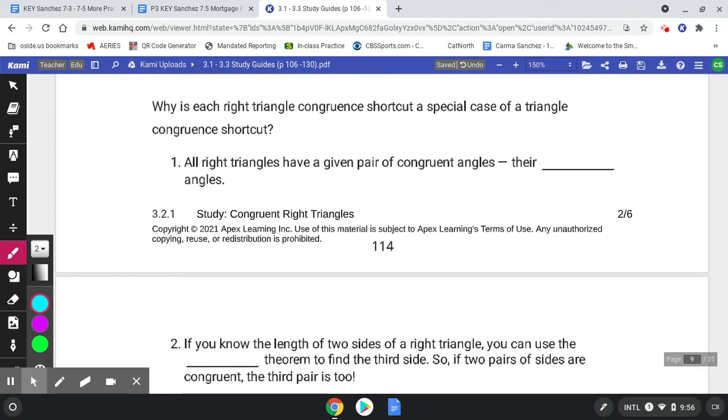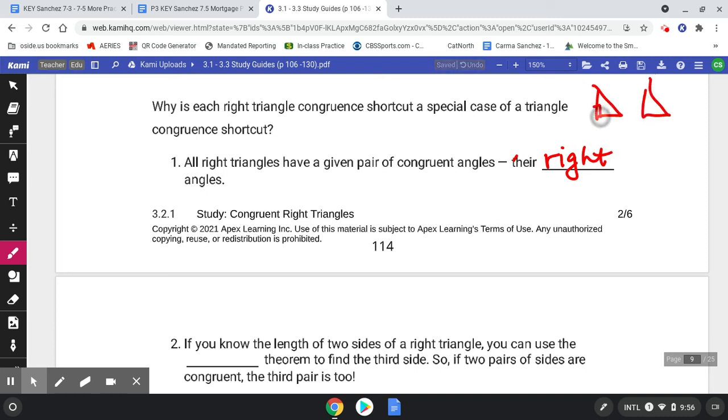Okay, let's look at these next fill in the blanks here and see if this makes sense. All right triangles have a pair of congruent angles. They're right angles. Can you imagine that? All right triangles have a pair of congruent angles. They're right angles automatically.